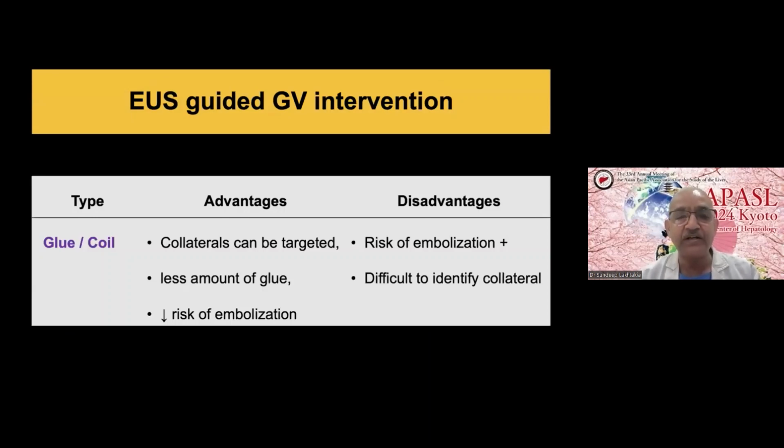So the major advantages that EUS offers when we intervene for gastric varices using coil or glue or a combination of both is that collaterals can be targeted, less amount of glue is required, and hence less risk of embolization. The downside is that embolization still can occur, but the risk is much, much lesser compared to direct endoscopic glue injection. And sometimes in the beginning of the career, we may not be able to use the collaterals, which are the feeders.